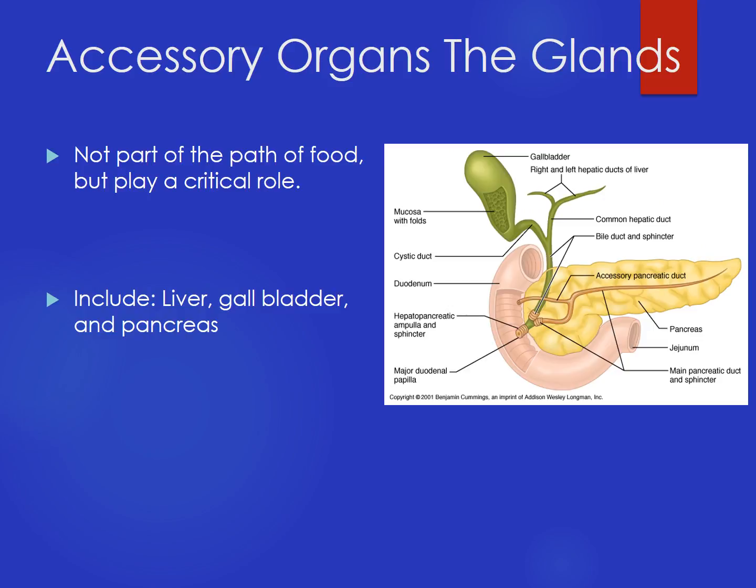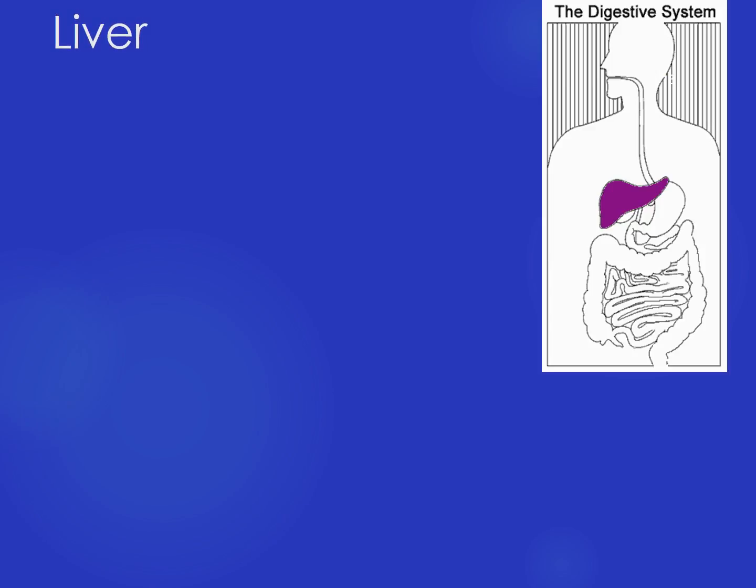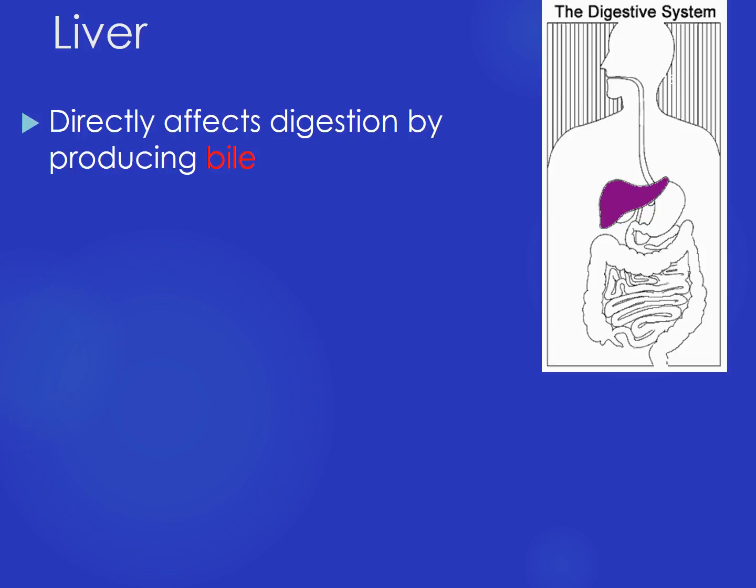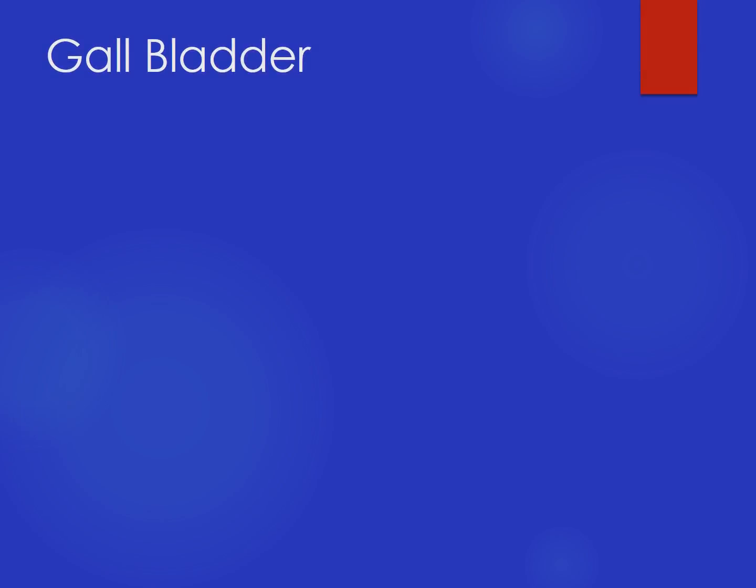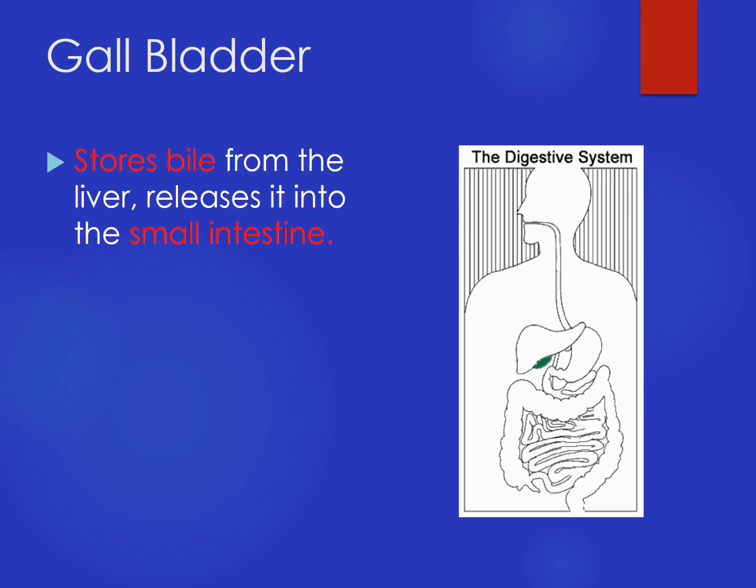The accessory organs are the following. We have the liver, the gallbladder, and the pancreas. And the liver functions directly to affect digestion by producing bile. And the gallbladder stores bile from the liver, which is released into the small intestine.